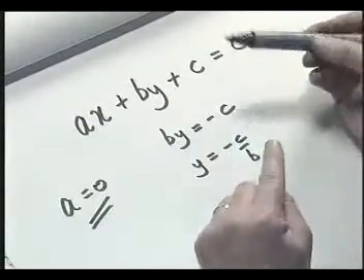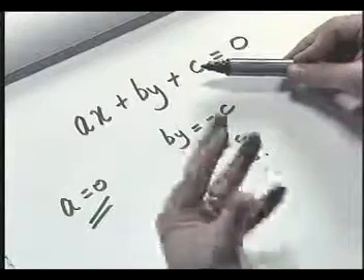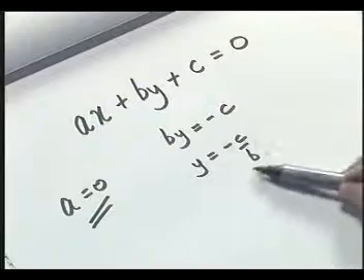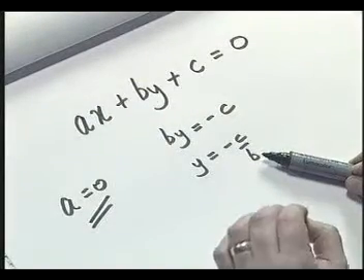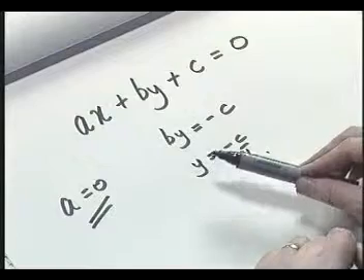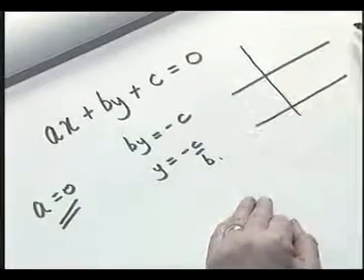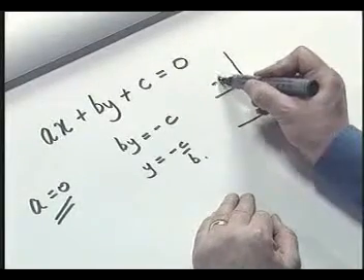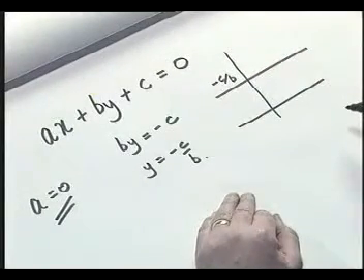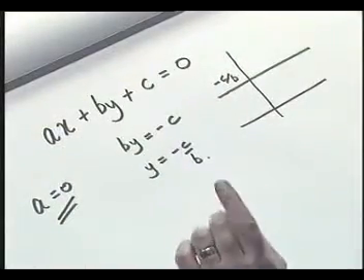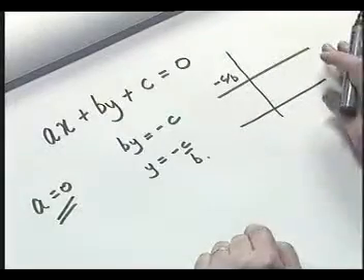Now what does this mean? Remember, the a and the b and the c are just numbers, they're constants. So when a is 0, we find that this number on the right here, minus c over b, is just a constant. So what this is saying is that y is a constant. Now a line where y is constant must be a horizontal line, because y doesn't change. The value of y is always minus c over b. So if you have an equation of this form where a is 0, that represents horizontal lines.